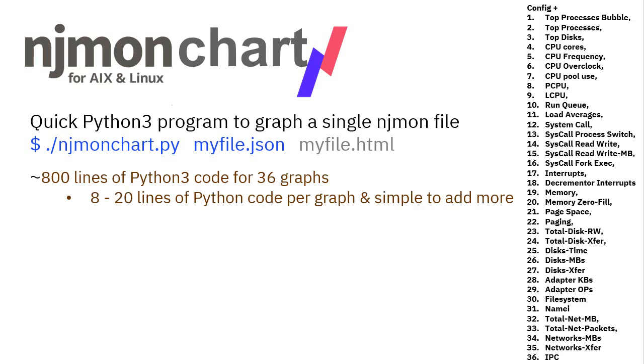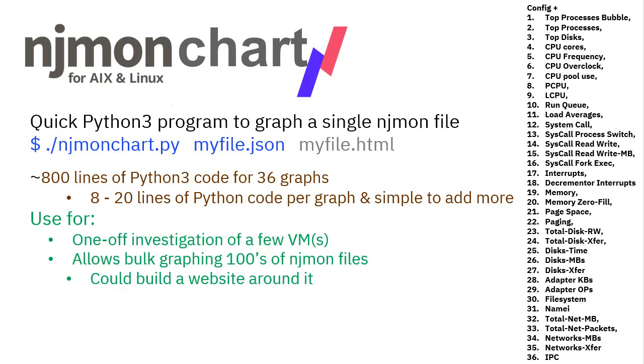The program is about 800 lines of Python. It's fairly simple stuff, and it's generating 36 graphs. Although I realise now that the GPFS stats, or the Spectrum Scale as it's called now, aren't actually on this list, so the list is going up all the time. There's 200 lines of code that generate the website and things for you, and so for each graph there's maybe 8 to 20 lines of code to add.